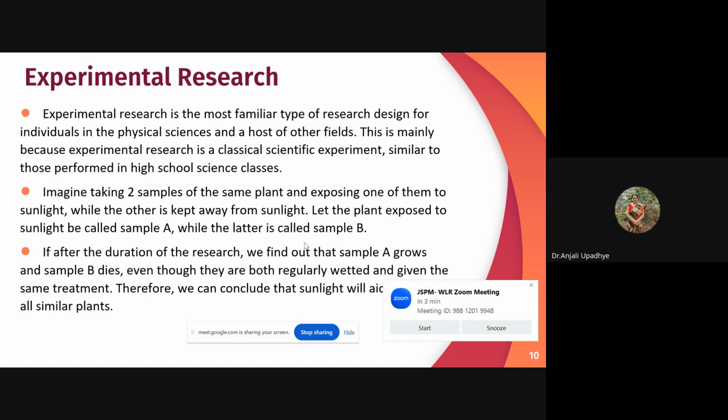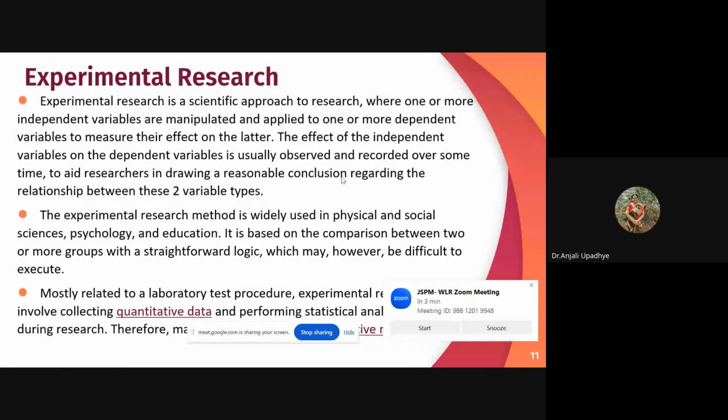A simple thing: the plant kept away from sunlight will die. Sample A grows and sample B dies. The simple conclusion is that the plant needs photosynthesis, or the plant needs sunlight. It is a simple experiment, but we did such experiments at the school level, and even then we had simple experimental designs. This is the majority case whenever we do experimental research.